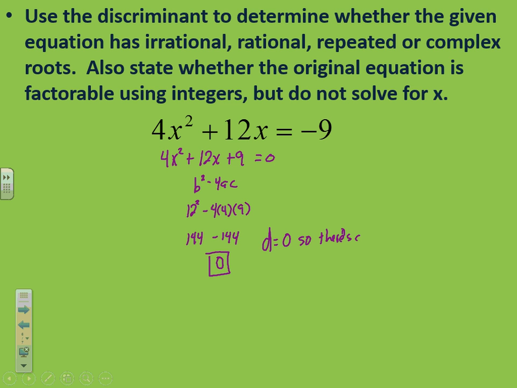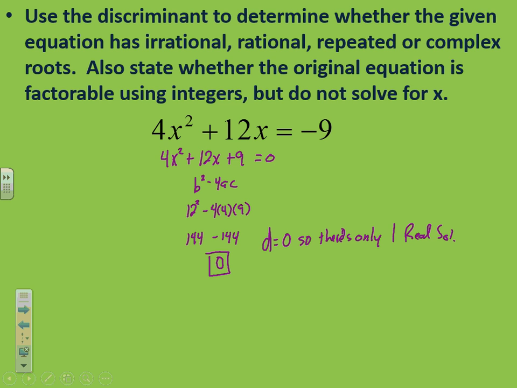There's only one real solution. Okay? Now 0, I guess you could think of that as a perfect square. So that means we should be able to factor it.